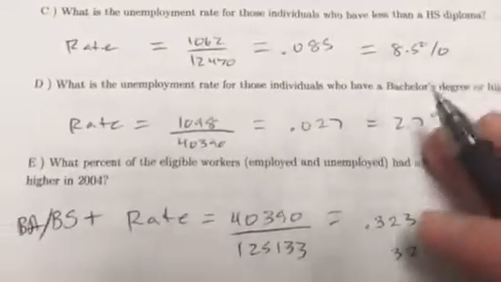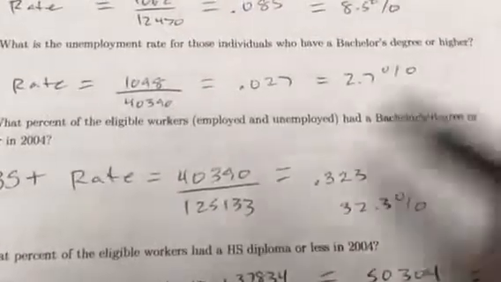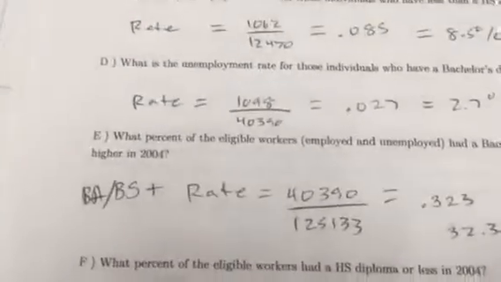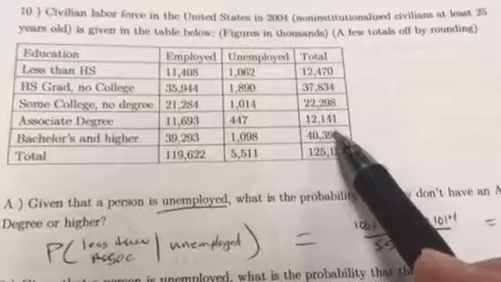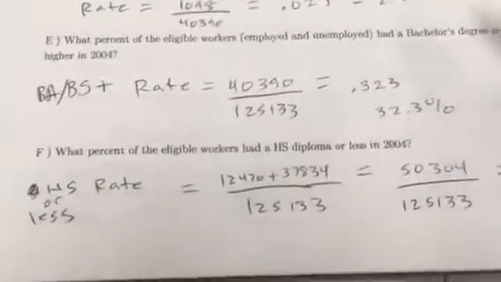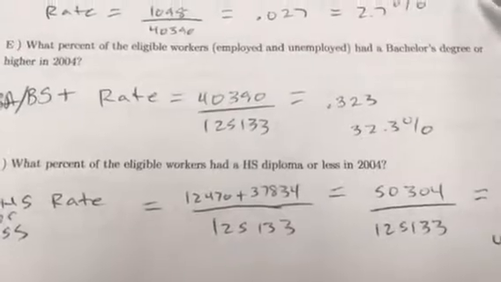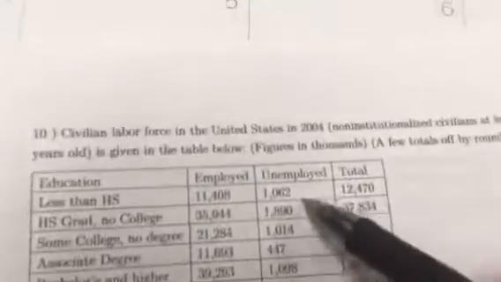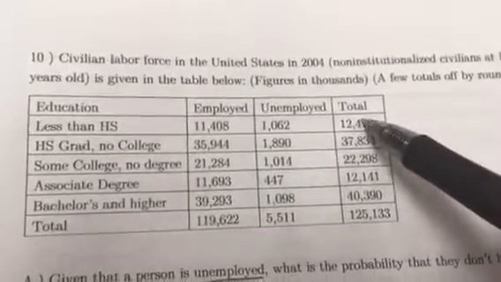It's low. What percent of eligible workers, employed or unemployed, had a bachelor's degree or higher in 2004? So it's them divided by the total. All right, they wanted a percent. What percent of eligible workers had a high school diploma or less? So you would take this plus this and divide it by the total, as I've shown there.